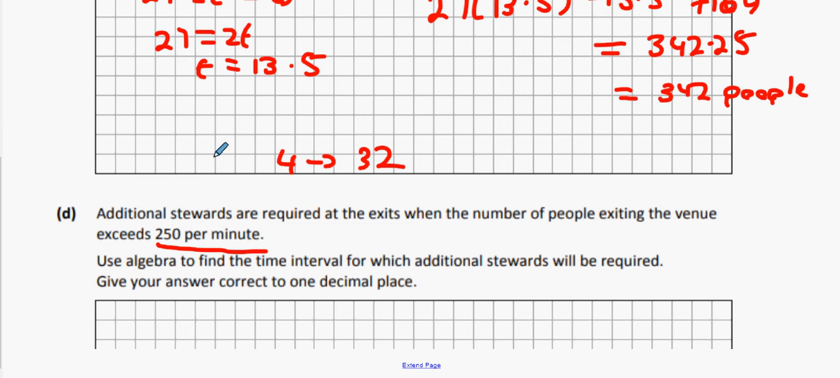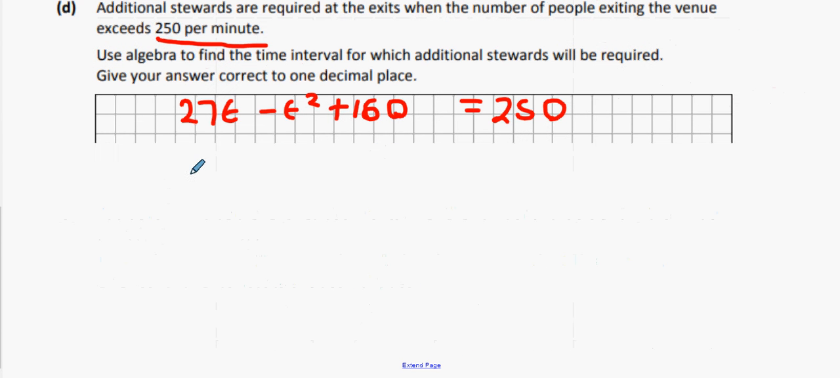Now what's the formula? The formula is 27 times time minus t squared plus 160. Now what happens if we equal 250? What will happen there? We're going to find out the times it hits 250 at, aren't we? We're sort of expecting the answer to be close to 4 and 32, aren't we? That makes sense. Not exactly, but close.